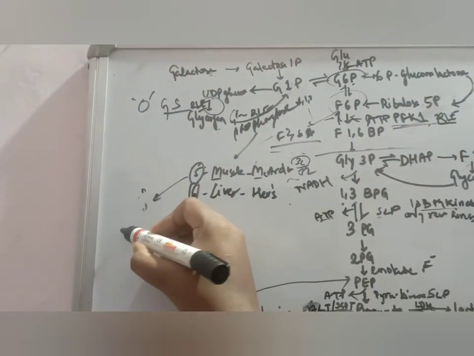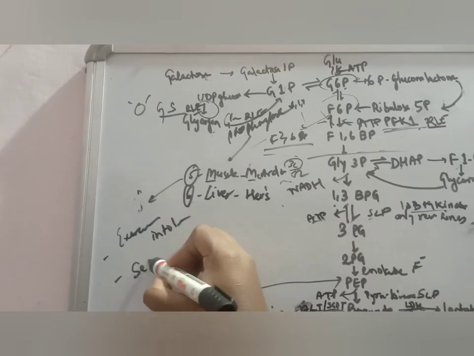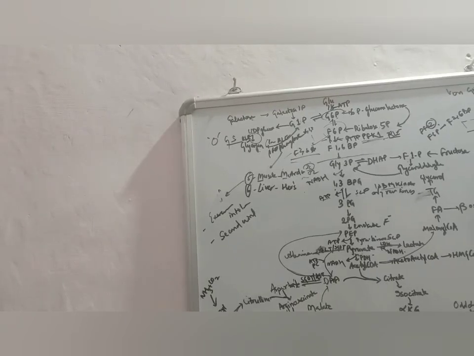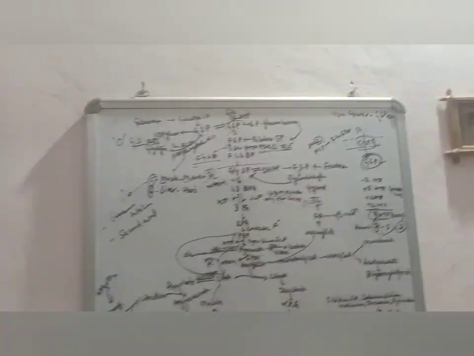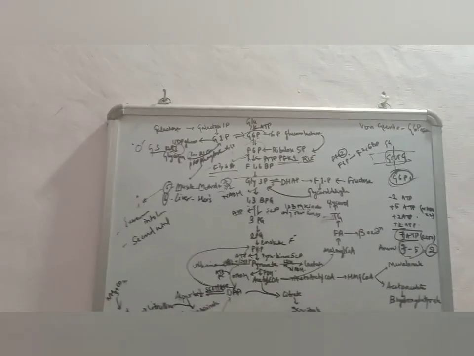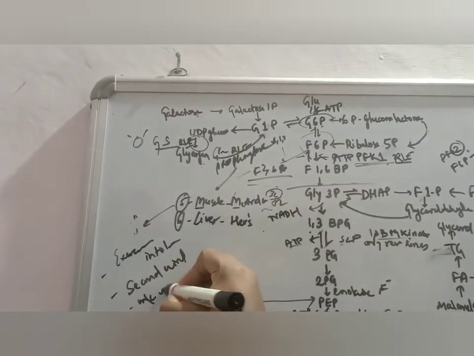McArdle disease, it will mention exercise intolerance and second wind phenomenon. Mostly muscle symptoms will be there. And also listen, glycogen storage disorders are mostly seen in children, because many of these people die by the time they become adult. But in adults, the most common glycogen storage disorder is McArdle. McArdle is the most common glycogen storage disorder in adults.